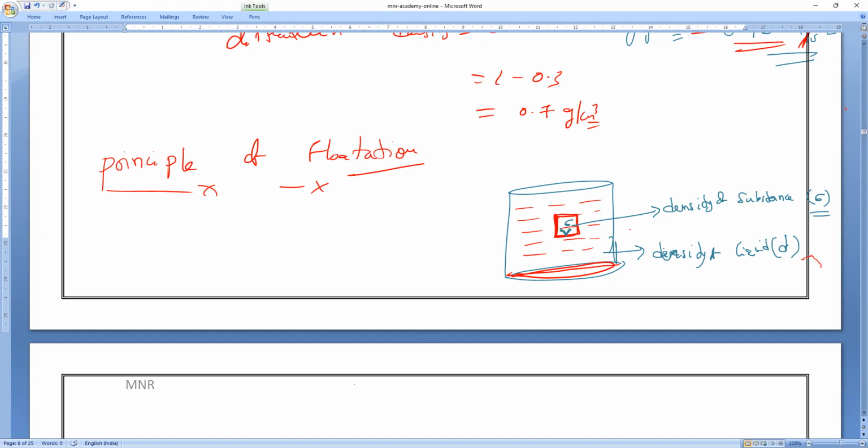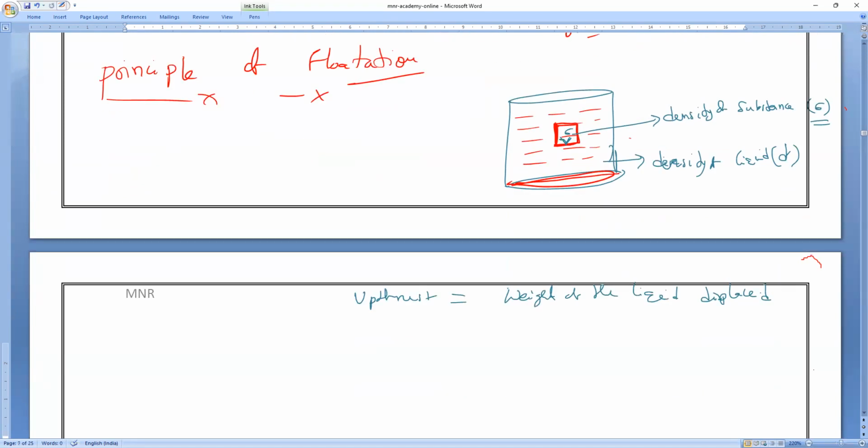Then buoyancy force or upthrust, or you can take it as the force which is exerted by the liquid. So upthrust is equal to, the formula is, weight of the liquid displaced. Write it, everybody. Weight of the liquid displaced is equal to upthrust. All of you observe very carefully. Weight of the liquid displaced is equal to, what will we get?